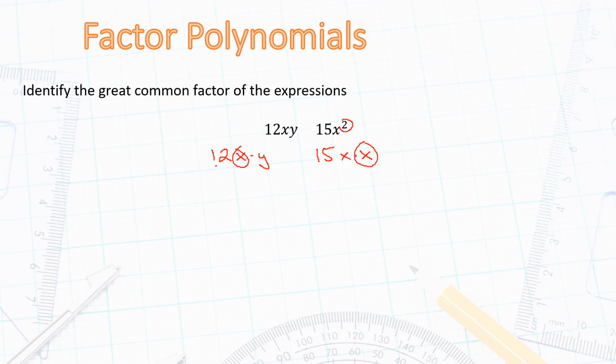And then you have to do GCF of the two numbers, so 12 and 15. So 12 will be 1 and 12, 2 and 6, 3 and 4. 15 will be 1 and 15, 3 and 5. So 3 is my greatest common factor. So I have 3x as my GCF for these two values. So there's a 3 common to both and an x common to both.